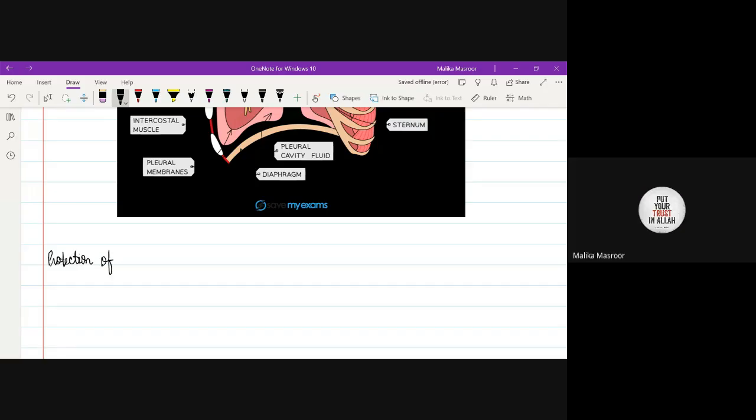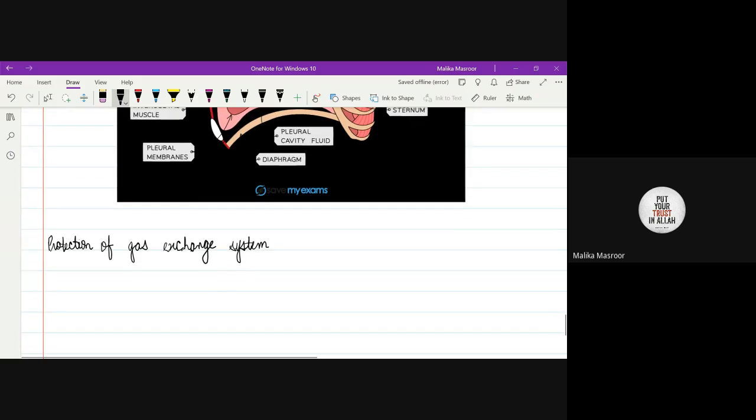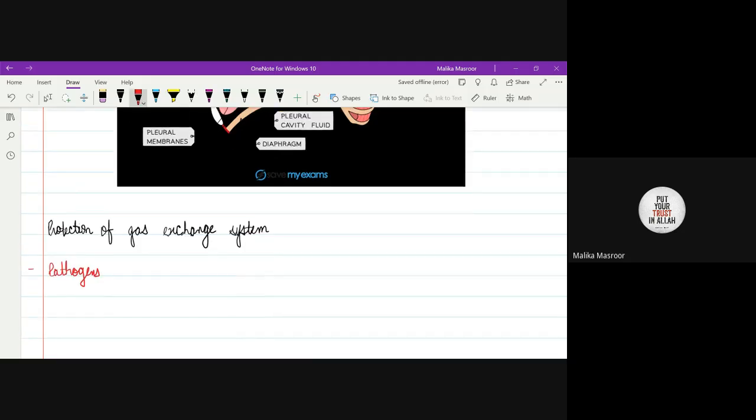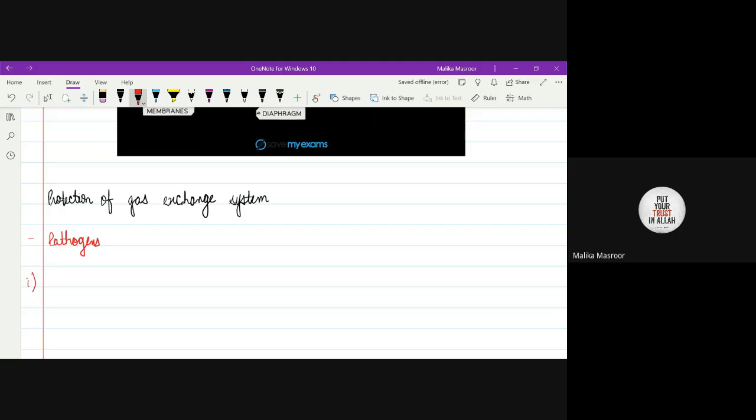Yes. All right. Last thing is protection of the gas exchange system, and then we're done with the chapter. So, protection against pathogens. And what are pathogens? Pathogens are disease-causing organisms. You know that, and you have talked about them in the previous chapter as well. So pathogens basically cause diseases. And for protection, you have two types of cells: goblet cells and ciliated cells.